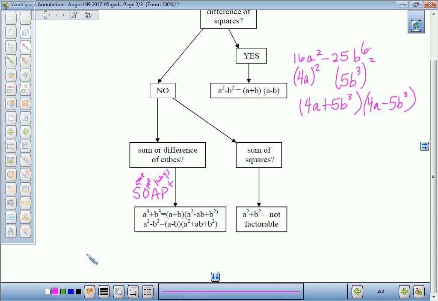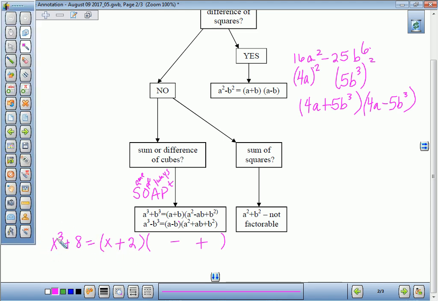For example, let's say we had x cubed plus 8. So this is a sum of cubes. So my signs would be same, opposite, always positive. The cube root is x, the cube root is 2. So we do the cube root of the first term, the cube root of the second term. Then we square this x. We do the product of the two. This is our AB. And then we square the last. Okay? Let me give you another example, and I'll give you one with subtraction.